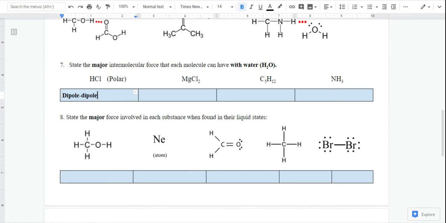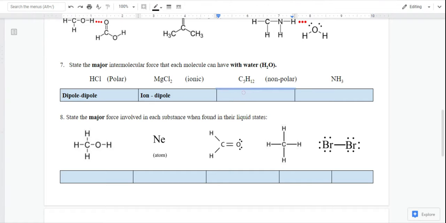So because it is polar, we can then say that it can form dipole-dipole interactions. Here we have magnesium chloride, and it's ionic. And because it's ionic, it can form ion-dipole forces with water. And then here we have something that's nonpolar. This is pentane. Pentane would not interact very well with water.